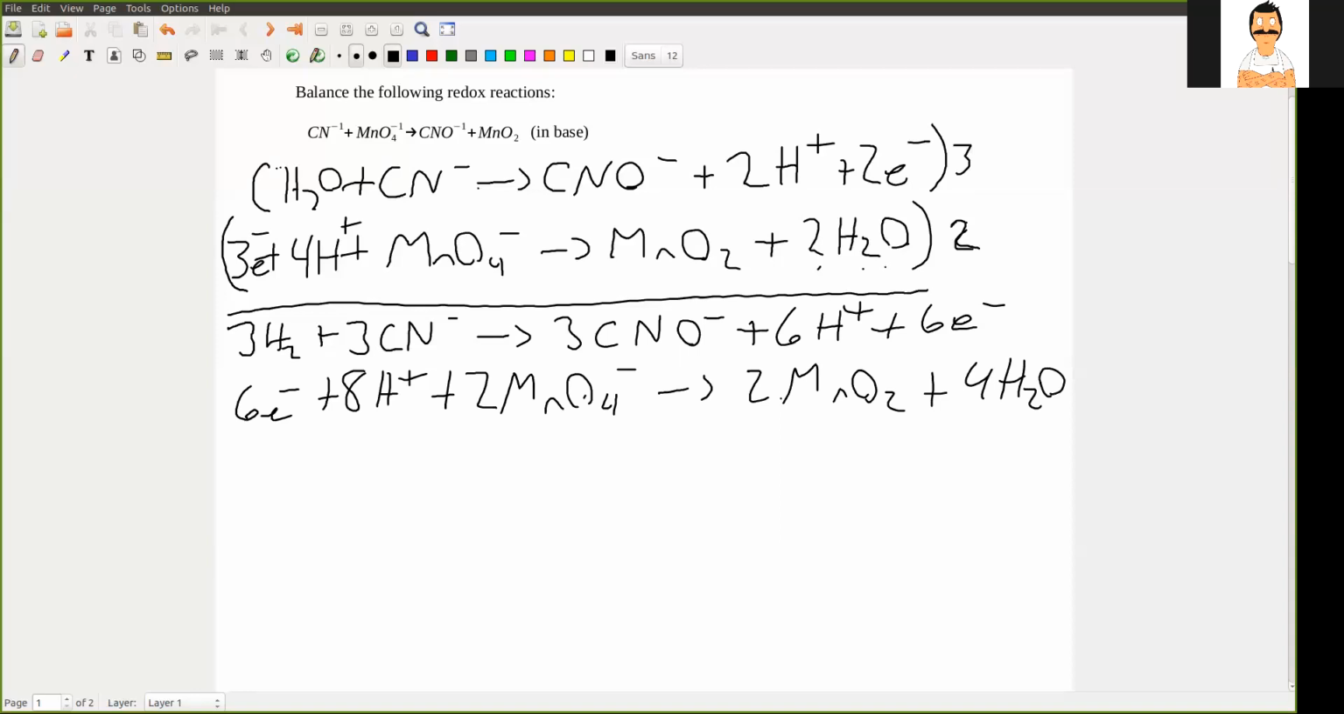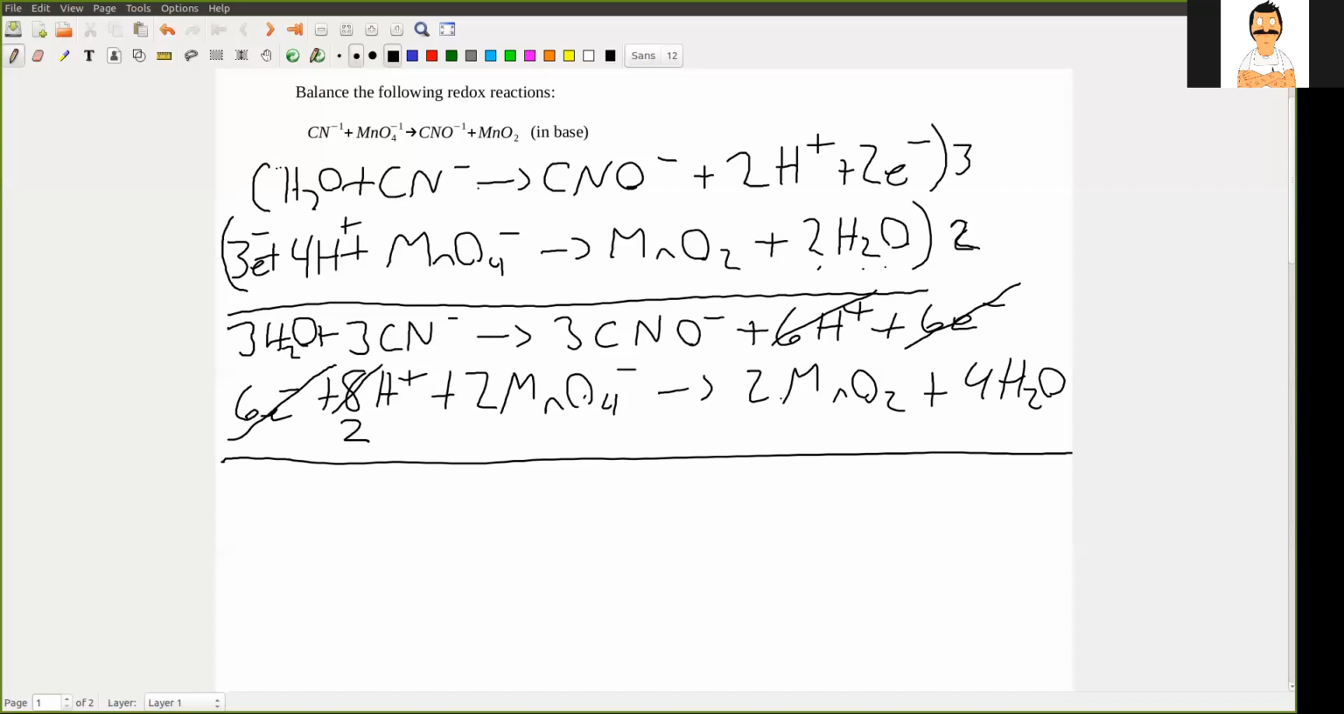Okay, so now we can add these two equations together. Oops, there should be an oxygen here. And we cancel things out on either side. So as you're adding them, if you have 6 electrons on the left-hand side and 6 electrons on the right-hand side, then your net number of electrons in the end will be 0. Similarly, we have 6 protons and 8 protons on either side. So this actually becomes 2 protons. And we have 3 waters and 4 waters, so that just becomes 1 water. So those all canceled out in this process.